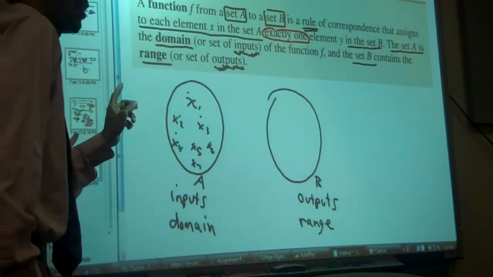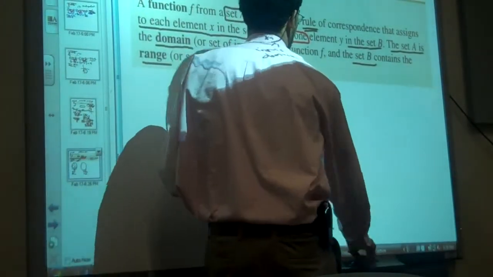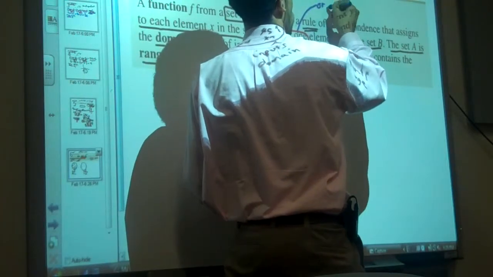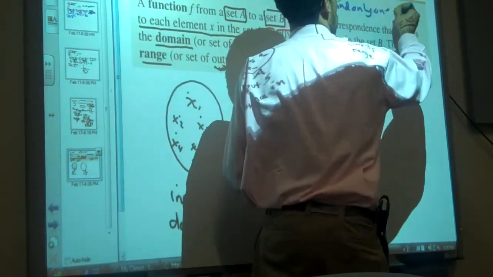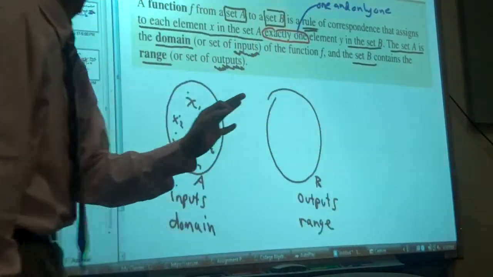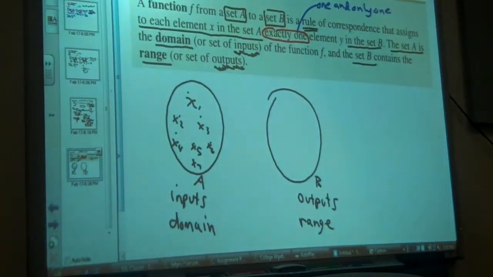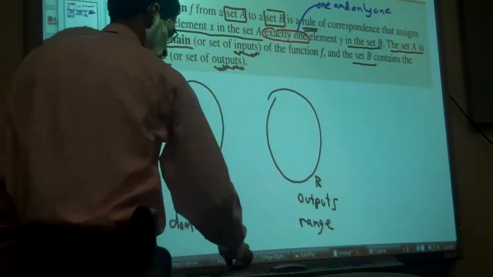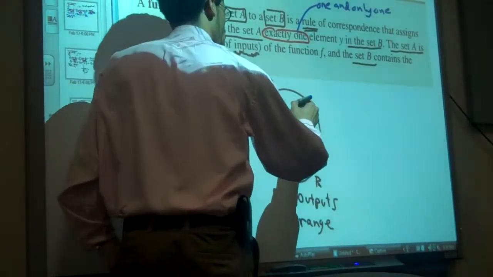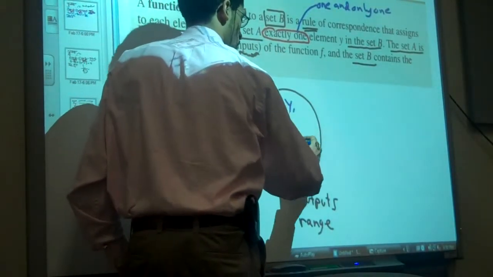One. See the word exactly one? The best way to say it is one and only one. Exactly means one and only one. Every x that's over here in the domain gets one and only one y in the range. So we've got a y1, y2 over here.